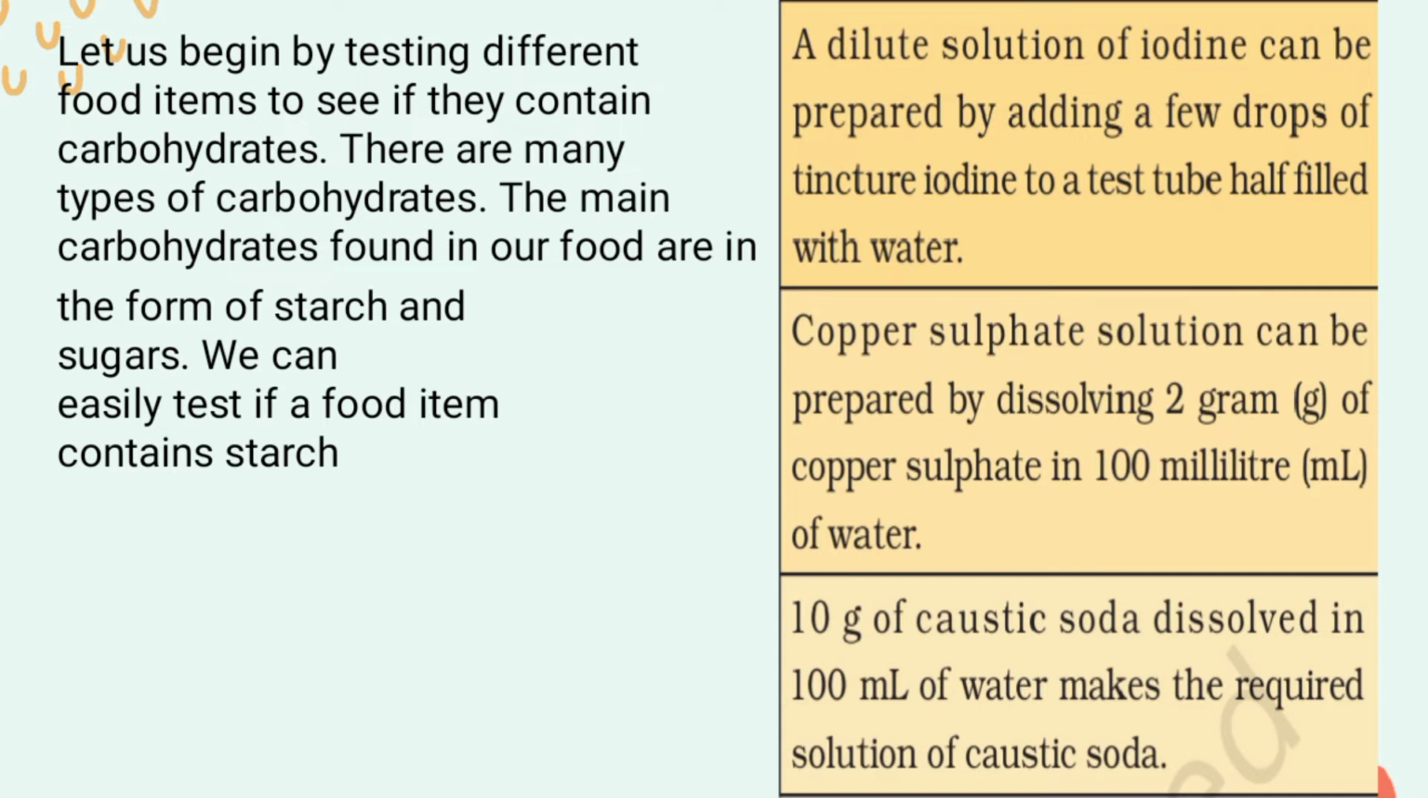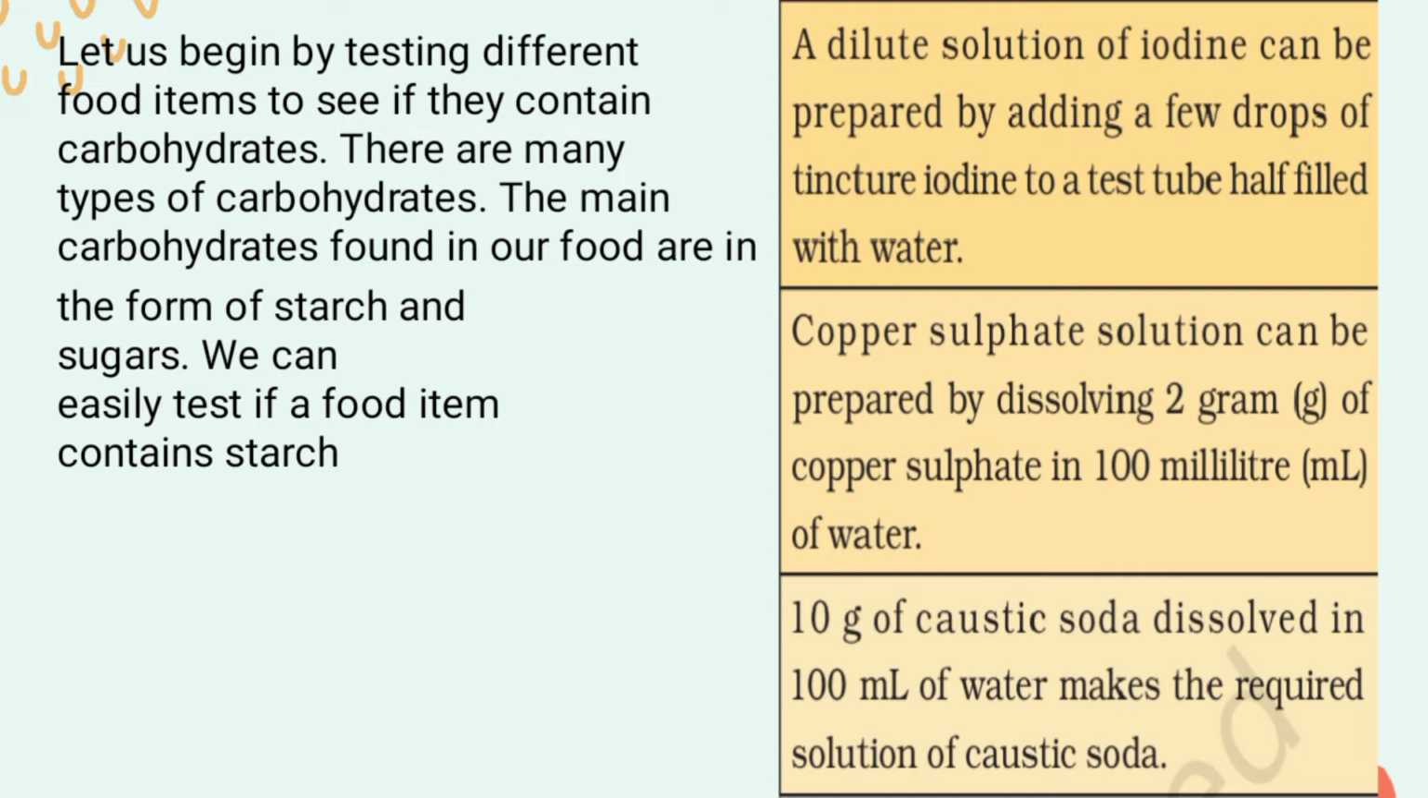Let us begin by testing different food items to see if they contain carbohydrates. This is the test for carbohydrates. There are many types of carbohydrates. The main carbohydrates found in our food are in the form of starch and sugar. We can easily test if a food item contains starch. So let us begin.